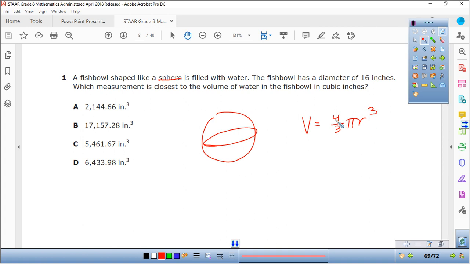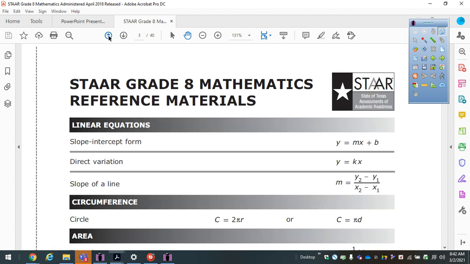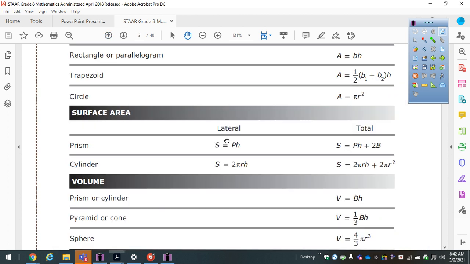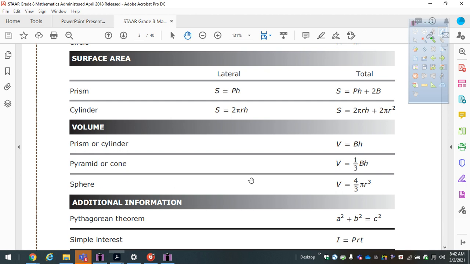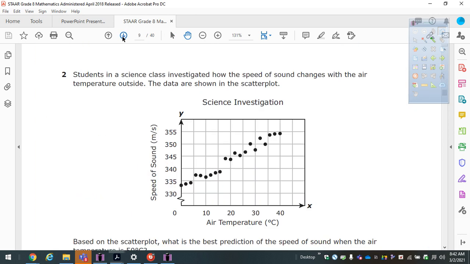Let me just double check it out. Ready? 4/3 pi radius cubed. So let me go up. Now our volume of a sphere: 4/3 pi radius cubed. Okay, so I'm going to go back down to that. Now, copy it down.